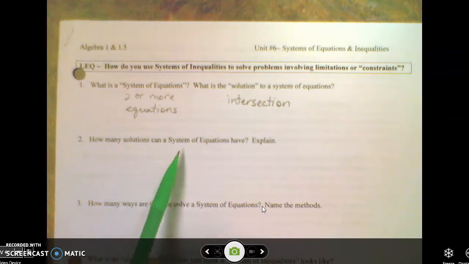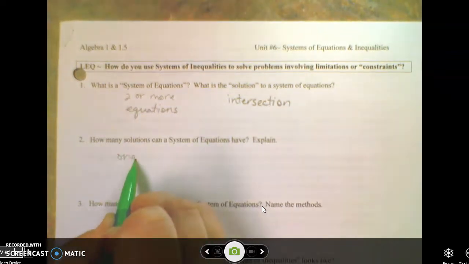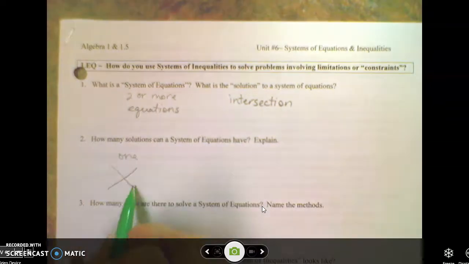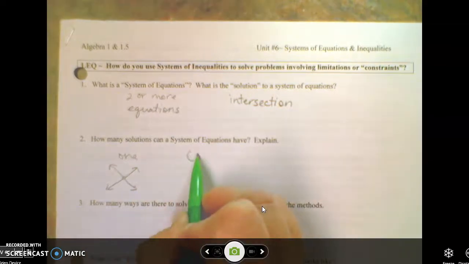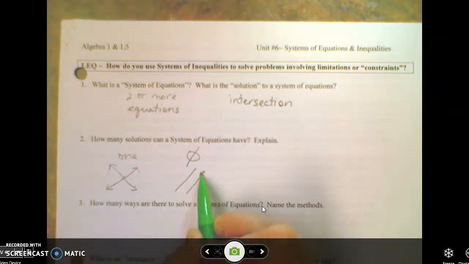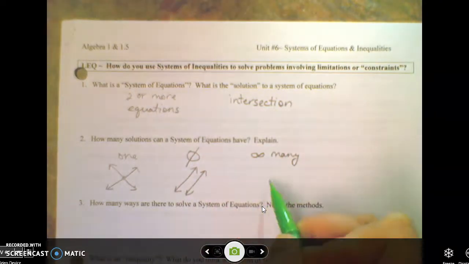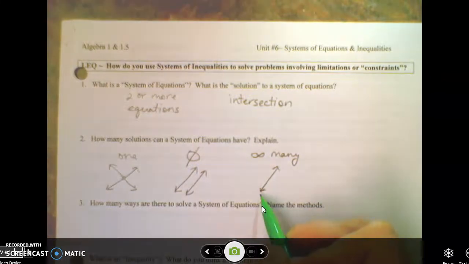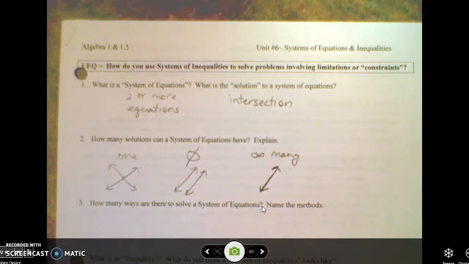Next, how many solutions can a system of equations have? We can have 1 if the system crosses at an intersection point. We can have no solutions if the equations are parallel. Or we can have infinitely many solutions if the equations happen to be the same line. Again, pause and reflect on your answers.